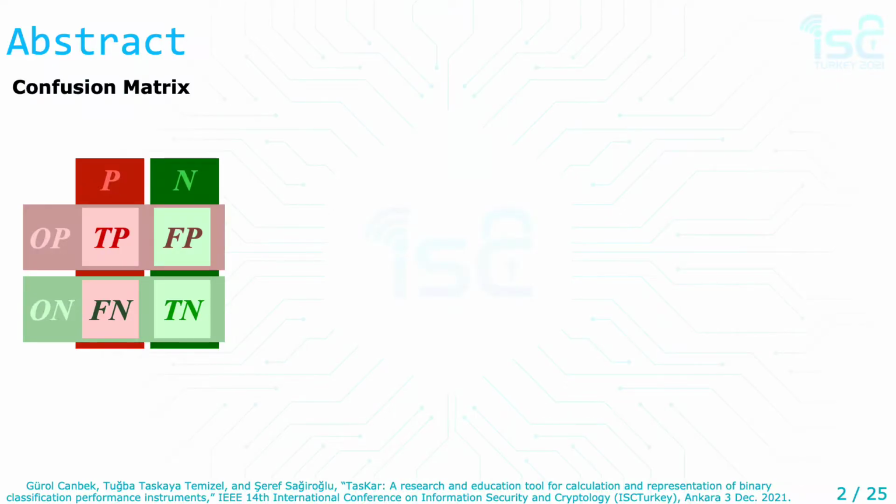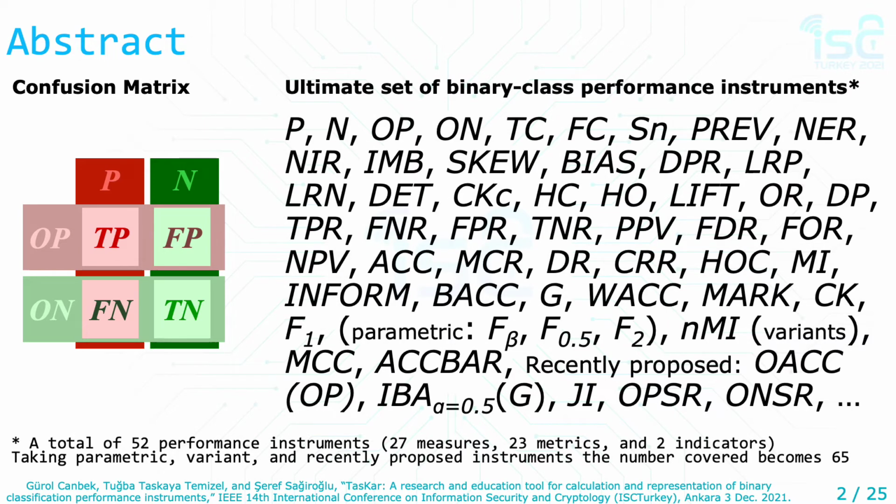This study focuses on a fundamental topic in binary classification, performance evaluation. Before going into production, a classifier's performance is obtained as a confusion matrix and calculated and reported in terms of different performance instruments. This study specifically focuses on the representation and calculation of both the matrix and instruments.